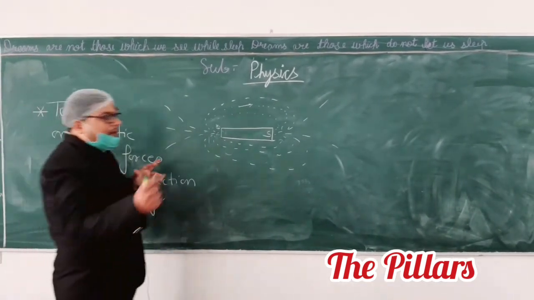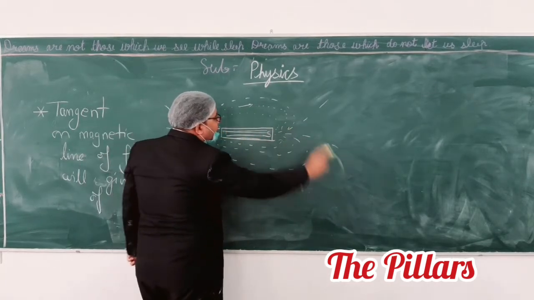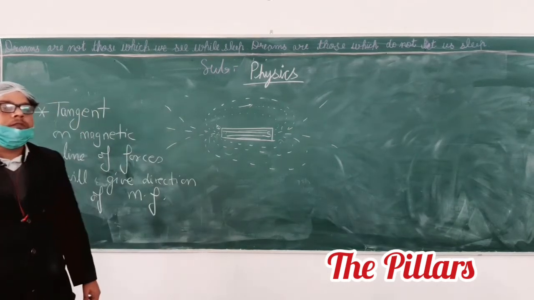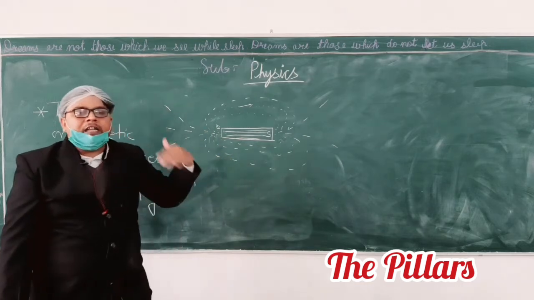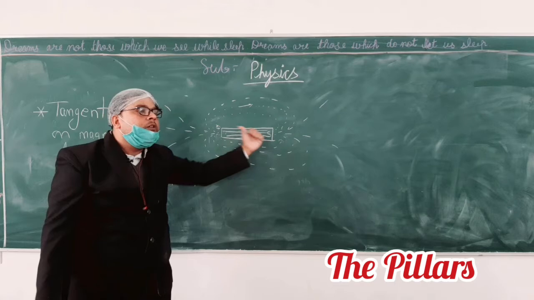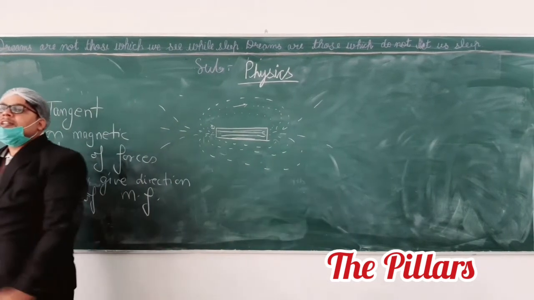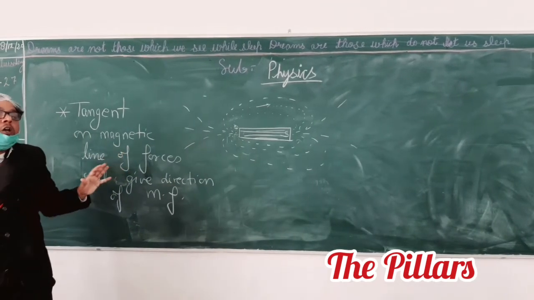And inside the bar magnet it is almost uniform magnetic field. Inside the bar magnet, the magnetic field is almost uniform. It is going from south to north. The direction is from south to north. Okay, beta? Actually, these are continuous curves. Basically, magnetic lines of forces are continuous curves.